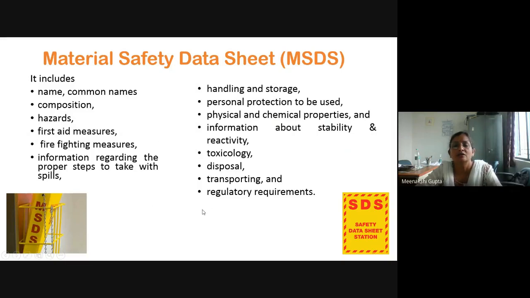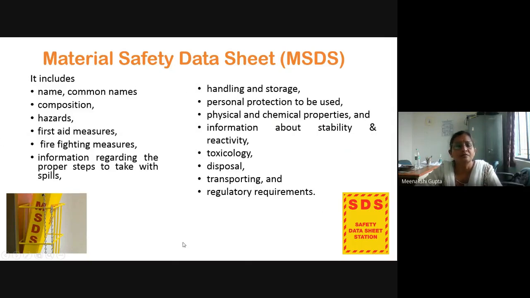Then whenever we are transporting it, what should be the correct way of transporting from one place to another, so that there is a minimum chance of hazard by using that chemical. Then regulatory requirements. So basically the government has given some regulatory requirements for certain types of hazardous chemicals, and those are also mentioned in the material safety data sheet.